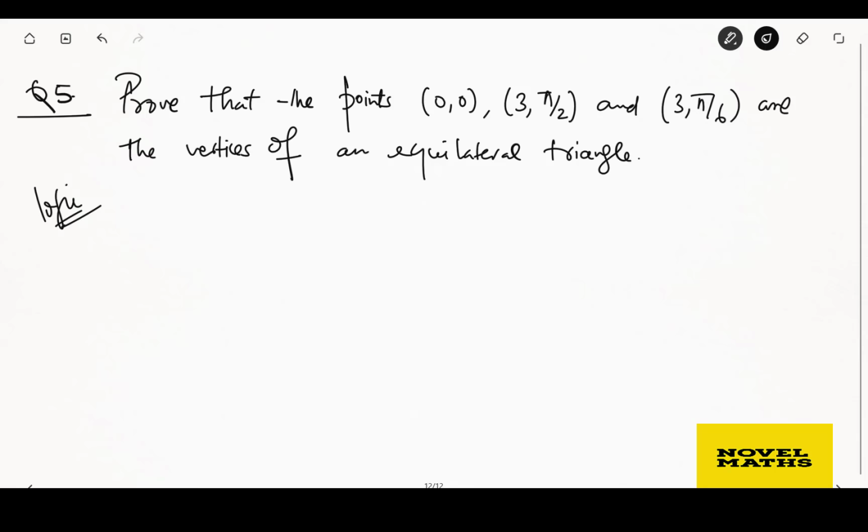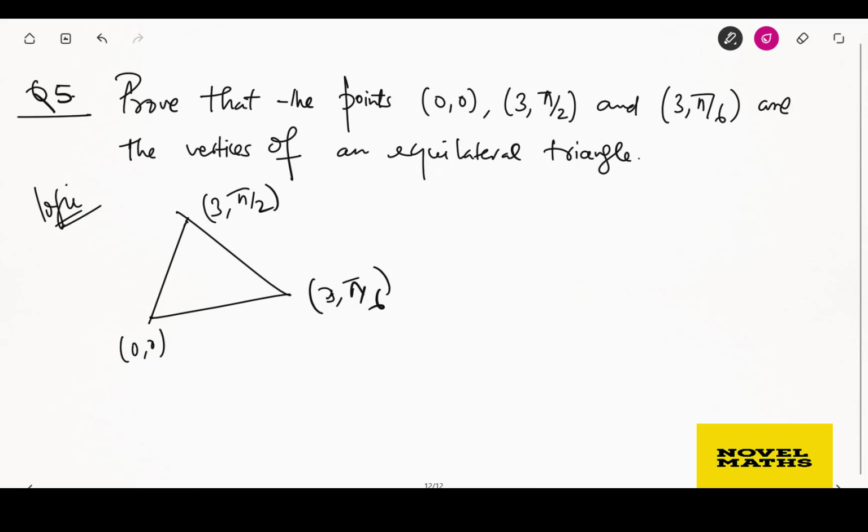Starting with the first basic question, or maybe if we go serially, this will be question number 5. Again, this problem is on an equilateral triangle. If 3 points are given in polar form, we need to prove that those points are the vertices of an equilateral triangle. So what logic do we need to use here? Just calculate the distance between all these 3 points and those would be the same, right? 0, 0; 3, pi over 2; 3, pi over 6. Okay, the distance between these 2 points, what was the formula?